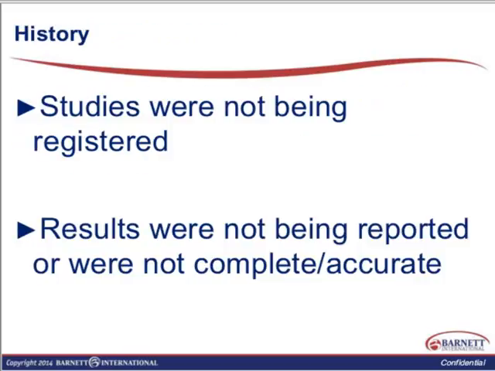So what has happened? When FDAAA first came into effect on the 26th of December of 2007, we were required to register those applicable clinical trials. And we found that not only were studies not being registered, but certainly the results were not being provided, or they were not complete, or they were not accurate. So another pass-through is that we are going to specify and give more detail about what is an applicable trial, what are those expectations for submissions for those results, and clarifying those timelines.